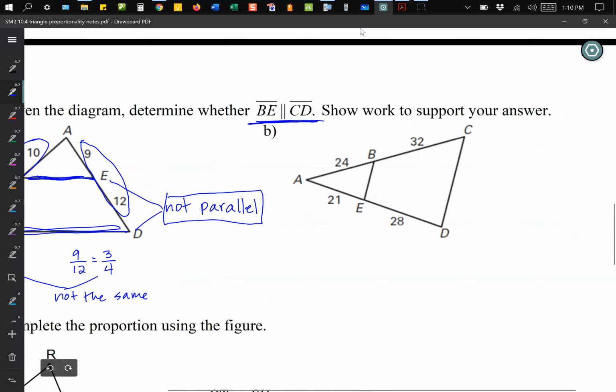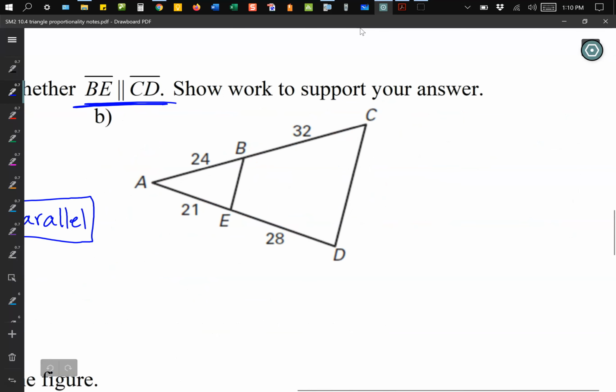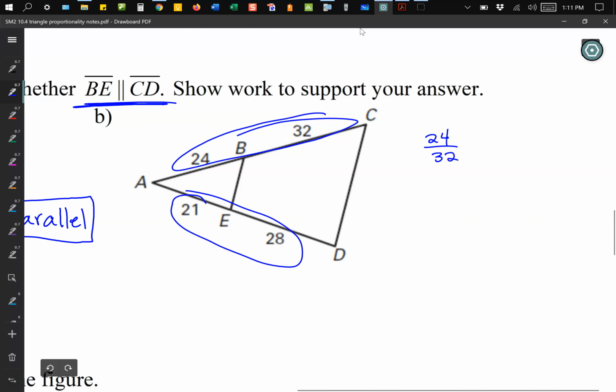So let's test the next one. Make a fraction out of those two. 24 out of 32 and make a fraction out of those two. So notice I did little piece over big piece. So I've got to do the same here, little piece over big piece.